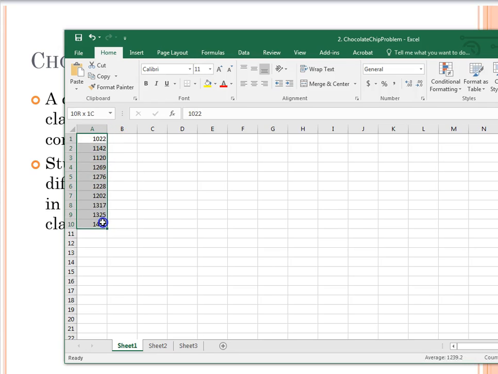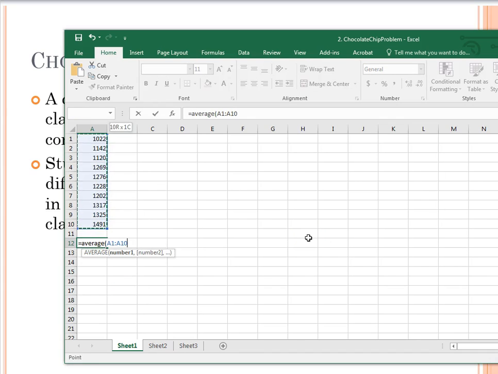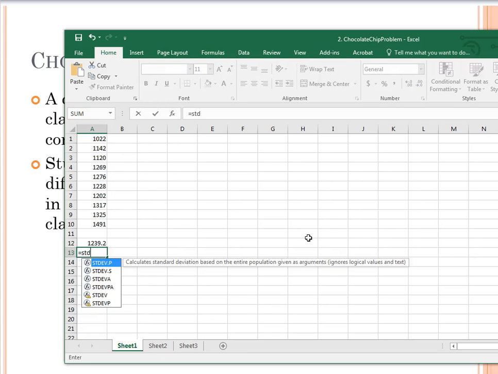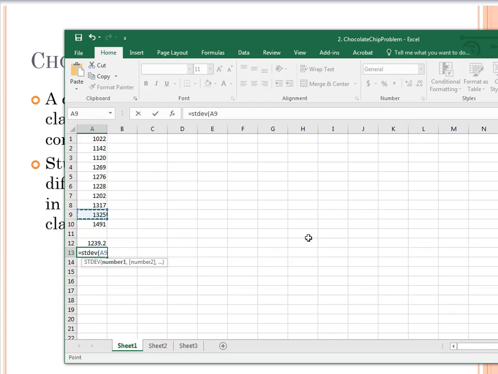The program gave us what they recorded. So there were 10 bags, and this is one bag, this is a second bag, this is a third, and so that's all of our observations. The average then we can calculate, and that's about 12,000 chips. The standard deviation we can also calculate in Excel using a similar method. That's 129.